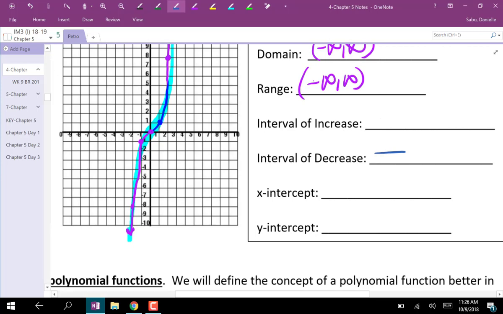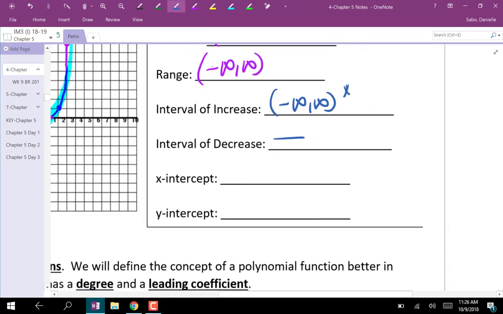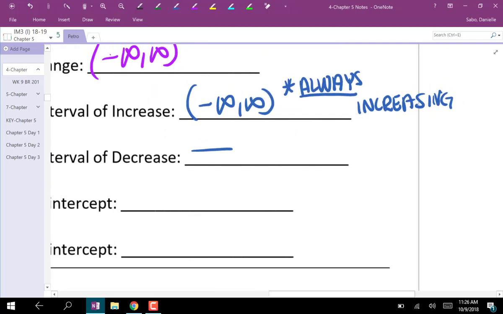Okay, so interval of increase, guess what? All real numbers. It's always increasing, and you can even make a note for that. It's always increasing. And that's why it's all real numbers. Always increasing. Again, cubics, easy, all real numbers.